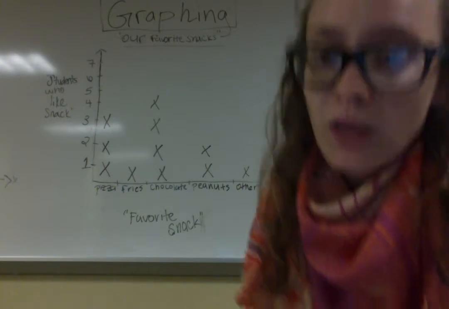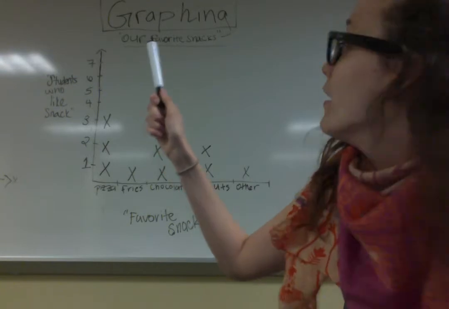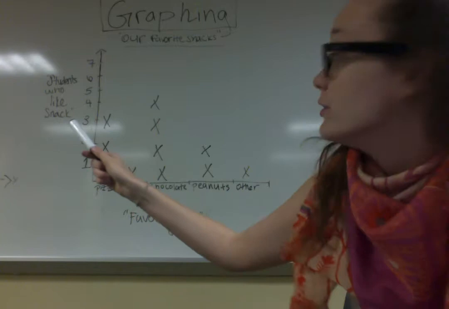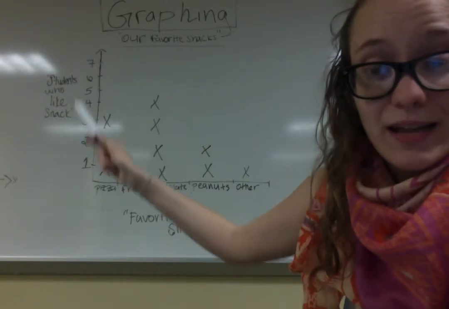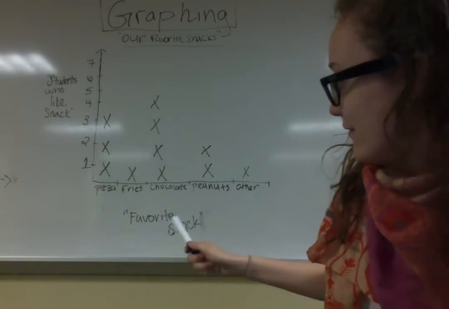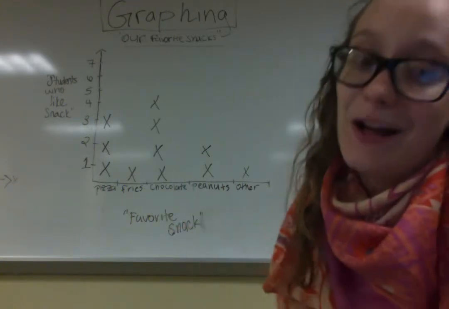As we look at this graph, we have our title at the top, our favorite snacks, and then we have our two axes labeled: students who like snacks, and which snacks they like, with the numbers. Then we have our categories: pizza, fries, chocolate, peanuts, and others.